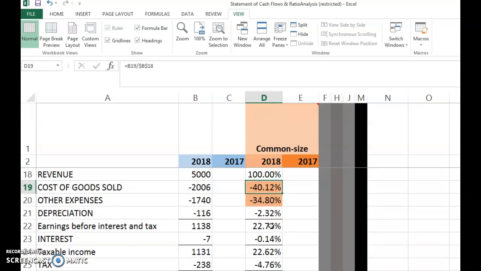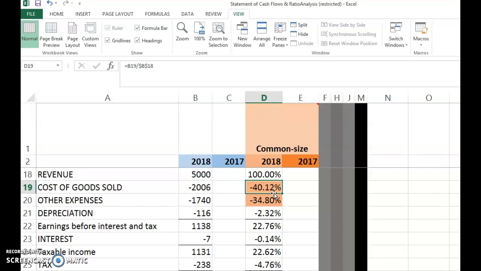Therefore, by doing this, what is the utility of doing this? What's the use of doing this? This will allow us to identify expense items that constitute a large portion of sales. For example, cost of goods sold is quite high. I've highlighted this here. It's 40.12%. This is quite high, quite large. But is this necessarily bad or is it good? We need to make comparison before we come to a conclusion.